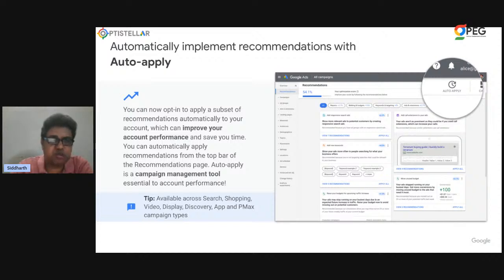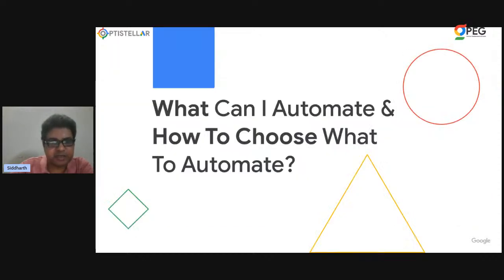You can choose which particular recommendations you actually want for your specific accounts, right? And that is the power of auto apply recommendations. You can choose which recommendations you feel fit. It is a campaign management tool, and it will help you greatly in terms of saving your time, being more efficient, and driving growth, right? And this is what we are going to see in the coming sections.